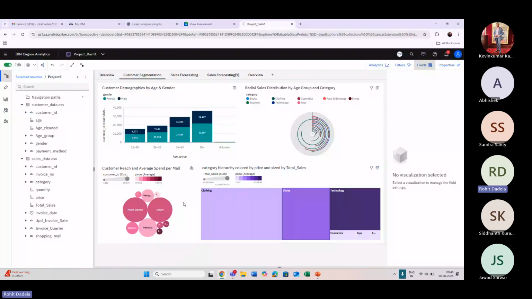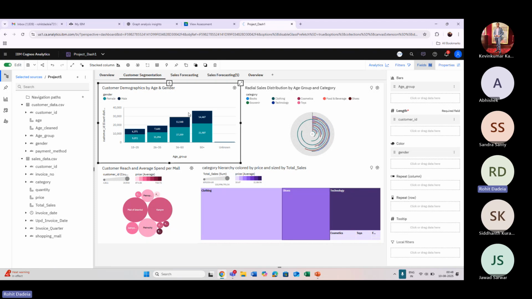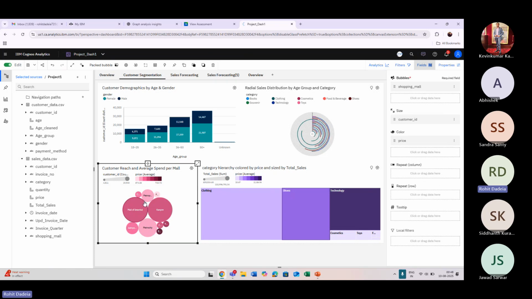If you're looking at the dashboard, for the first question, who buys the most? Our top spenders are older and middle-aged customers, making them our key target group. And from where do they shop? The numbers show that malls like Istanbul and Kanyon are the most popular shopping destinations.